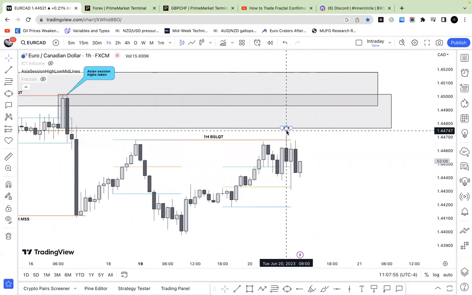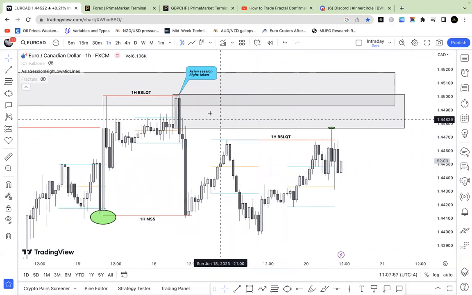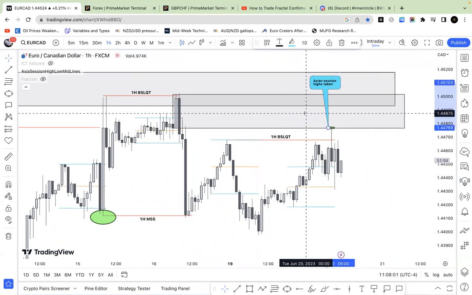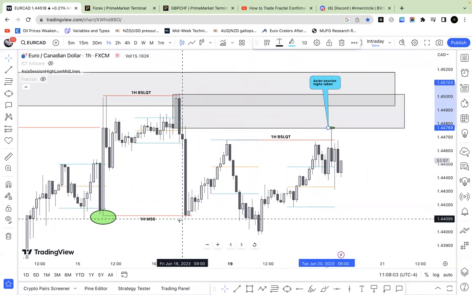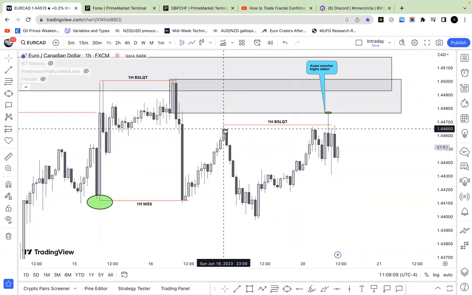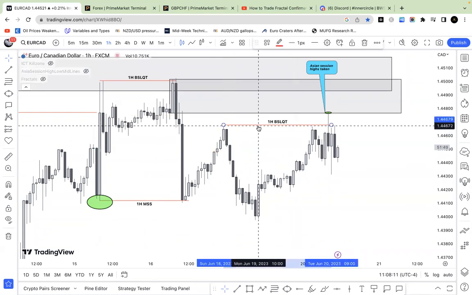What happened? Asian session highs were taken. So I should put this over here. Asian session highs were taken. Confirmation. You had a market structure shift. Confirmation. Check. Right? How many confirmations do you have? You had a swing high taken for buy side. Check. That's 3 confirmations and confluences.